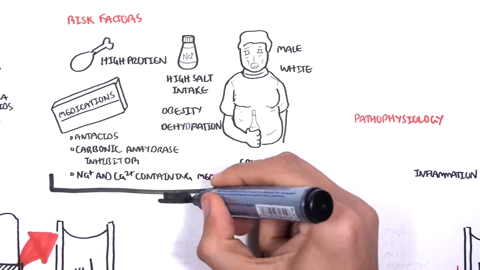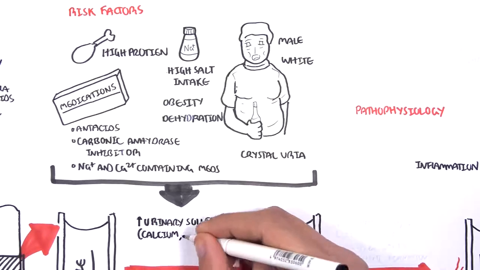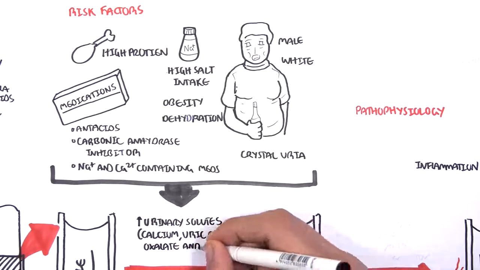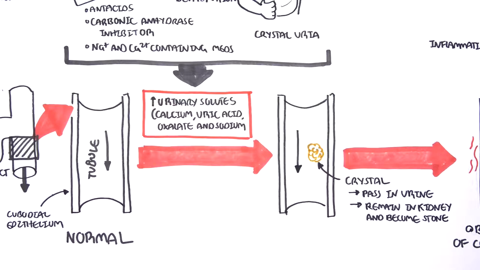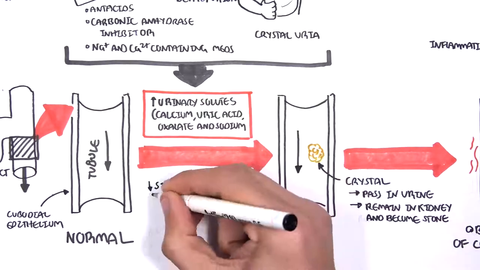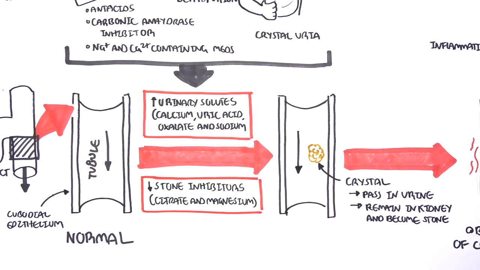These risk factors will lead to a number of things. First, some of these risk factors will increase urinary solute concentration, including concentrations of calcium, uric acid, calcium oxalate, and sodium. Some of these risk factors will also decrease the stone-forming inhibitors, which include citrate and magnesium. The increase in urinary solutes and the decrease in urinary stone inhibitors causes urine supersaturation, leading to urinary crystal formation or urinary stone formation.